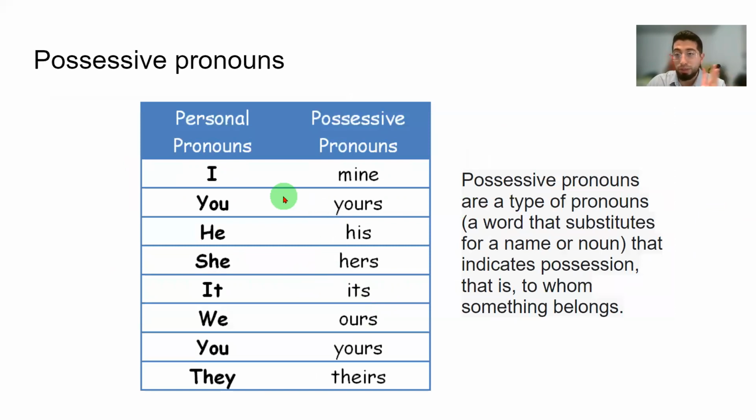Oh, wait, pero primero miremos cuáles son, ¿ok? We have I, y después tenemos mine. You, yours. We add an S, le agregamos una S. He, his, el mismo. She, hers. Acá le agregamos una S a hers. Muy bien. It, its, we, ours, you, yours, and they, theirs. Okay? Remember, recuerden acá. A word that substitutes for a name or a noun, right? Esta palabra sustituye a un nombre de algo, or a noun, right?